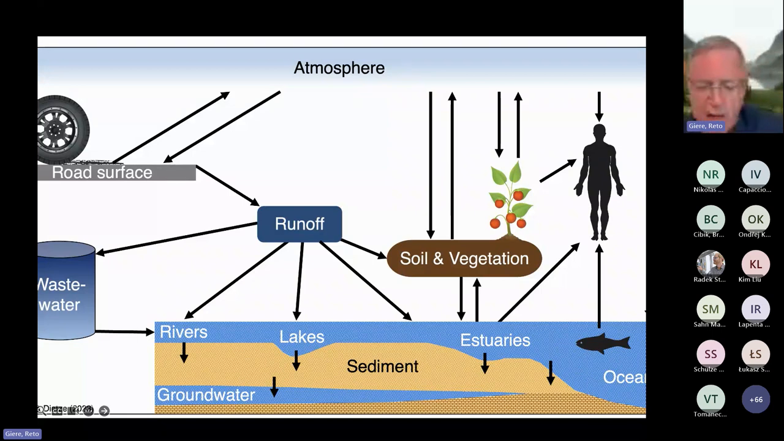So this is showing you roughly what happens to tire particles once they are deposited on the road surface. And of course, when they are on the road surface, with traffic continuing, traffic is actually causing turbulence, and these particles will be lifted off the surface only to be deposited a few meters or 100 meters down the road or on the soil and vegetation near the road. One particular arrow I want to point out, the runoff from streets, so the drainage from roads, can also be moved to wastewater treatment facilities.